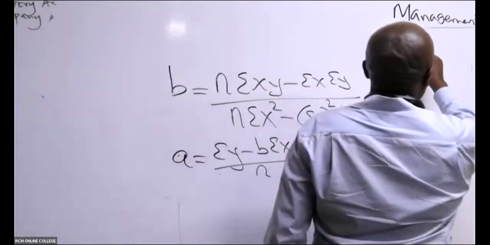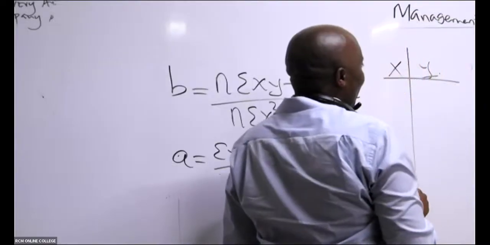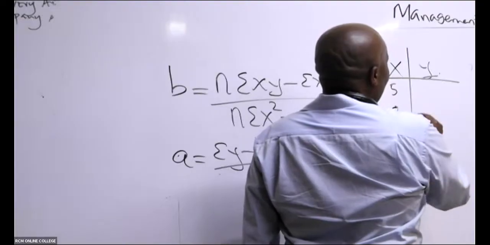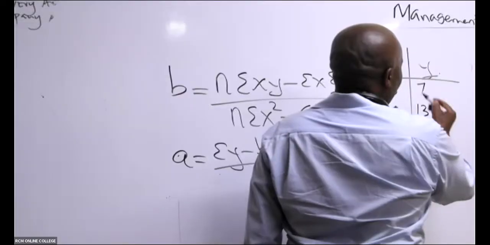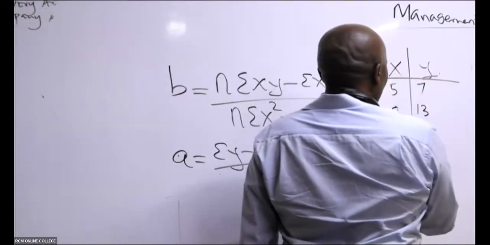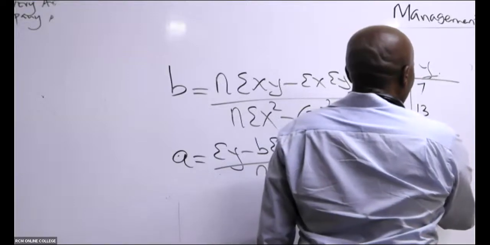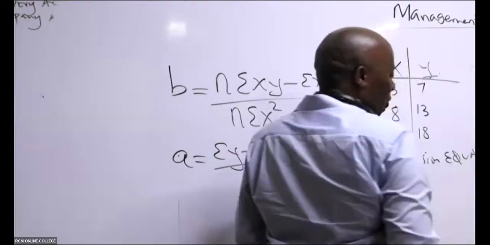Before we look at our past paper, I will give you a small illustration. So we have here x and y. X in this case is 5, 8, 11, and y in this case is 7, 13, 18. And we are told to give a regression equation.